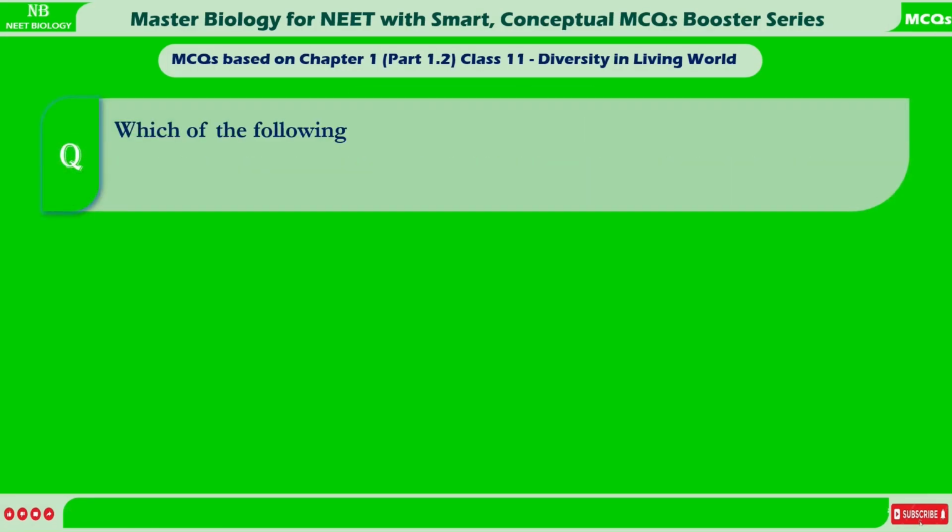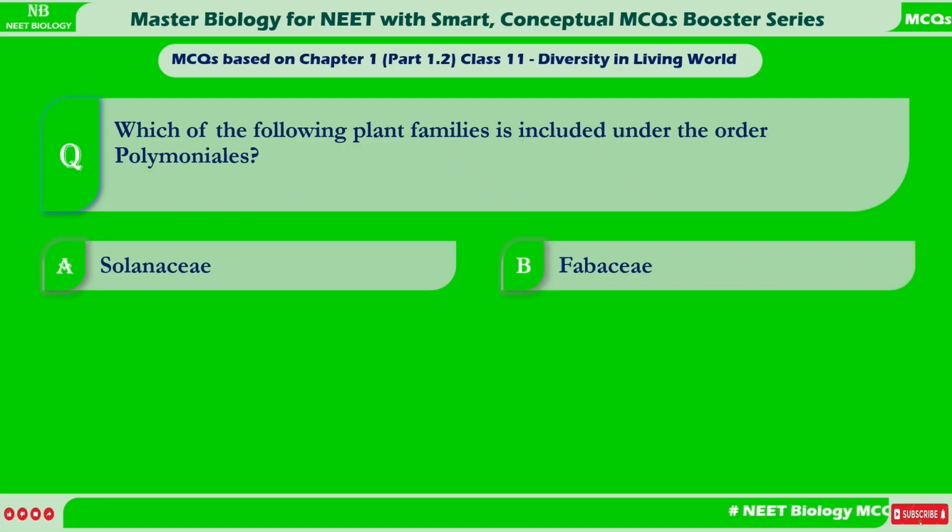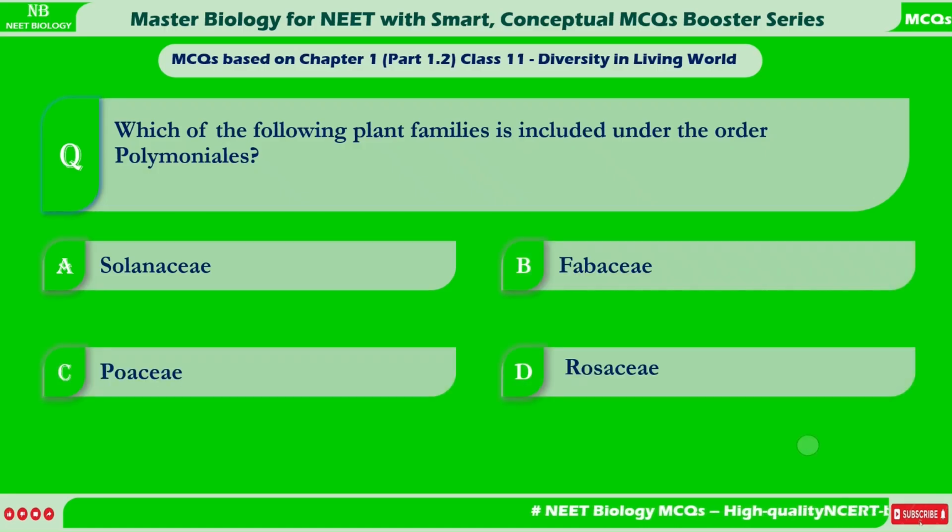Which of the following plant families is included under the order Polemoniales? A. Solanaceae, B. Fabaceae, C. Poaceae, D. Rosaceae.